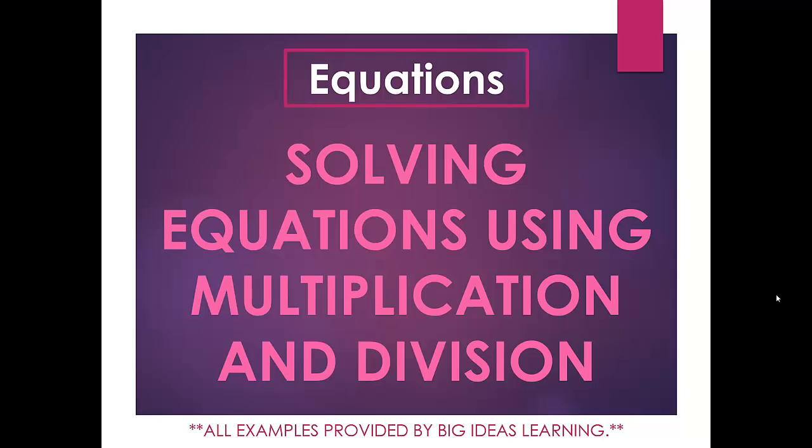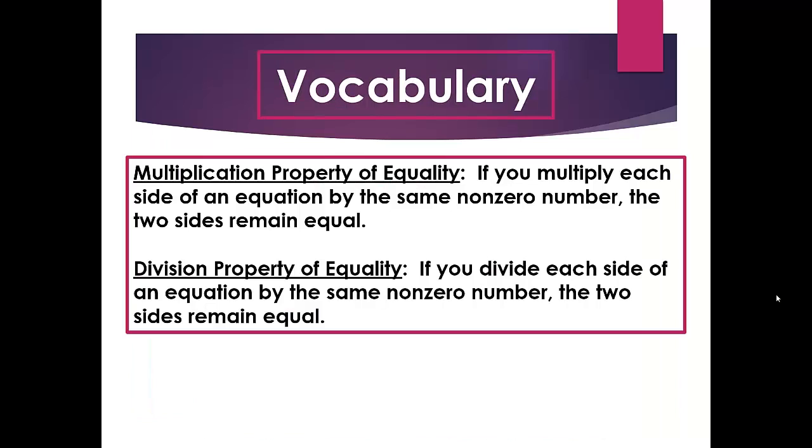Today's lesson is on solving equations using multiplication and division. The multiplication property of equality tells us if you multiply each side of an equation by the same non-zero number, the two sides remain equal. The division property of equality tells us if you divide each side of an equation by the same non-zero number, the two sides remain equal.